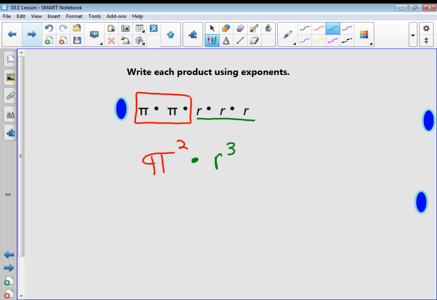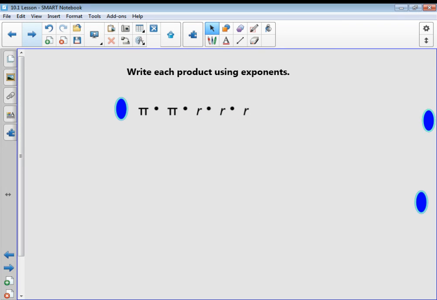If we actually had numbers in there, yes, we could simplify pi squared, and we could evaluate and simplify from there. Right now, they're just asking us to show products using the exponent. So that's all the further we have to go.